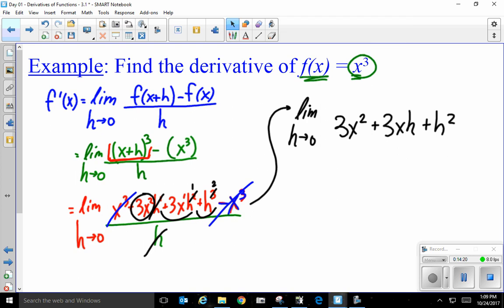Anything that's an h goes to 0. Here's an h, 0. Here's an h, 0.